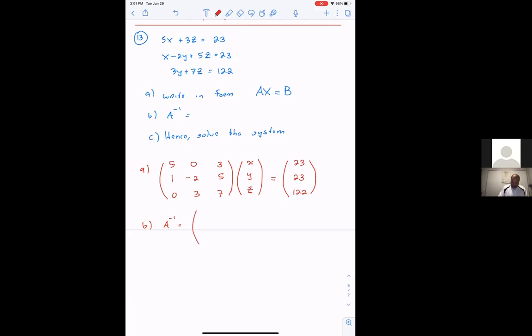A inverse: 29 over 136, -9 over 136, -3 over 68. 7 over 136, -35 over 136, 11 over 68. -3 over 136, 15 over 136, and 5 over 68.